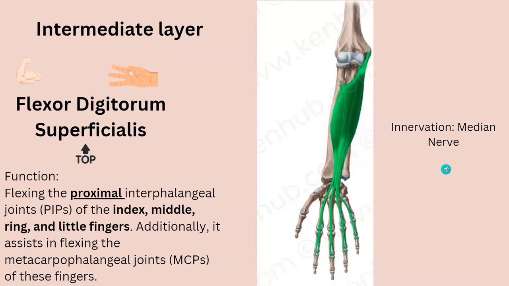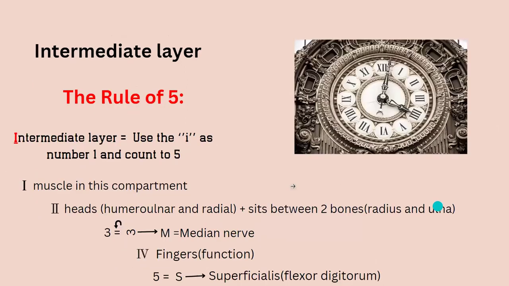So far we've discussed 5 different muscles. We discussed the pronator teres, the flexor carpi radialis, the palmaris longus, the flexor carpi ulnaris, and the flexor digitorum superficialis. Now all of them are innervated by the median nerve except for one muscle, which is supplied by the ulnar nerve, which from its name is the flexor carpi ulnaris. So far everything seems easy.